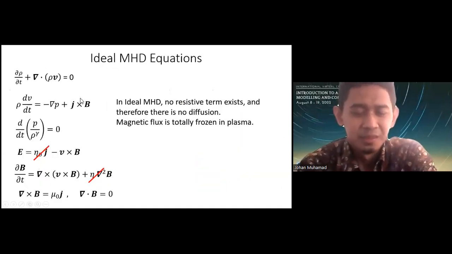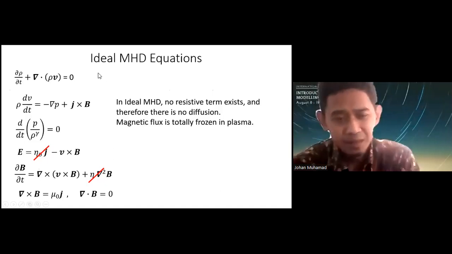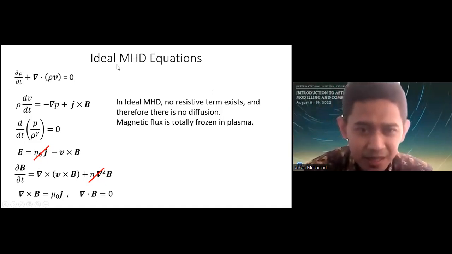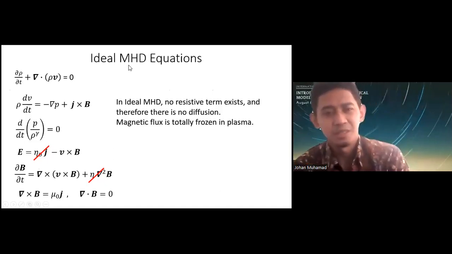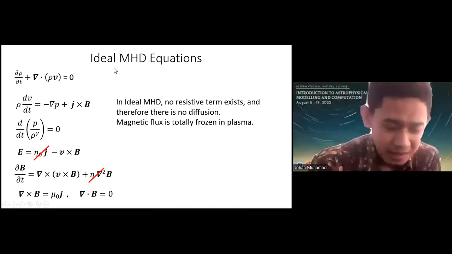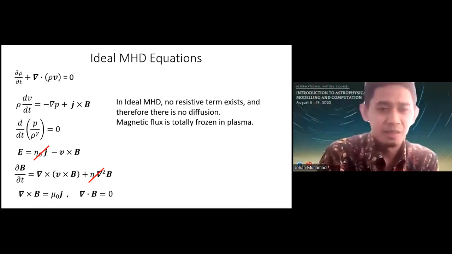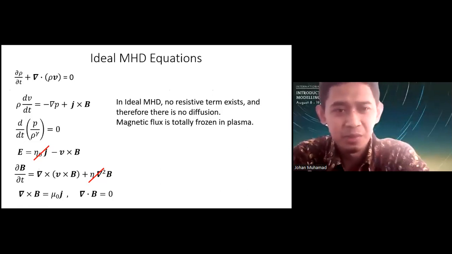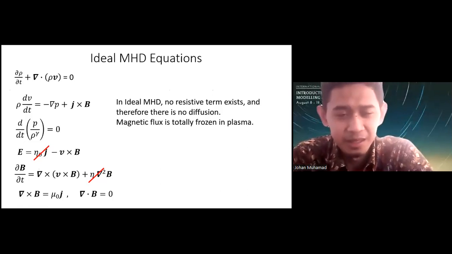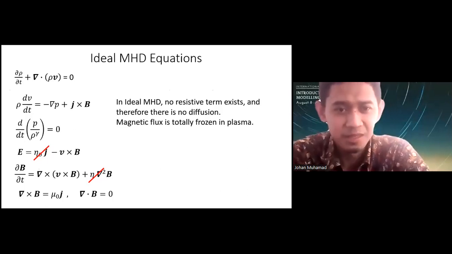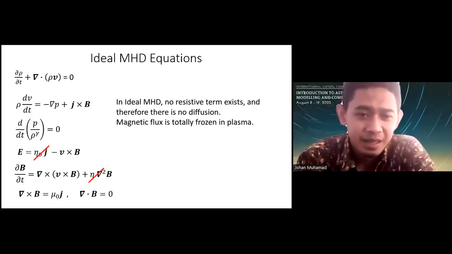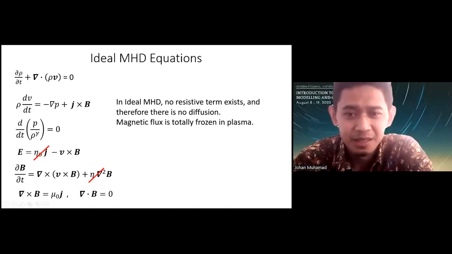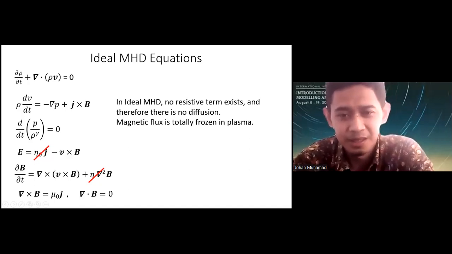So I already mentioned the basic MHD equations. But in MHD, usually people try to explain anything in two different frameworks. The first one is the ideal MHD, and the second one is non-ideal MHD. In ideal MHD, there is no resistive term, and therefore there is no diffusion.